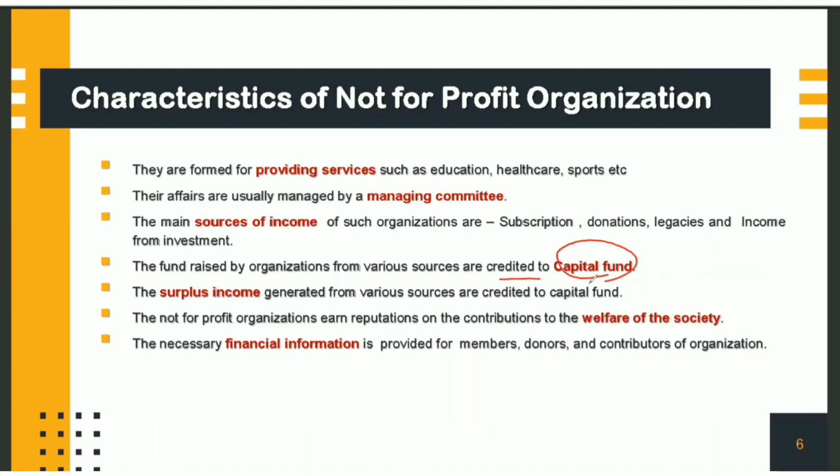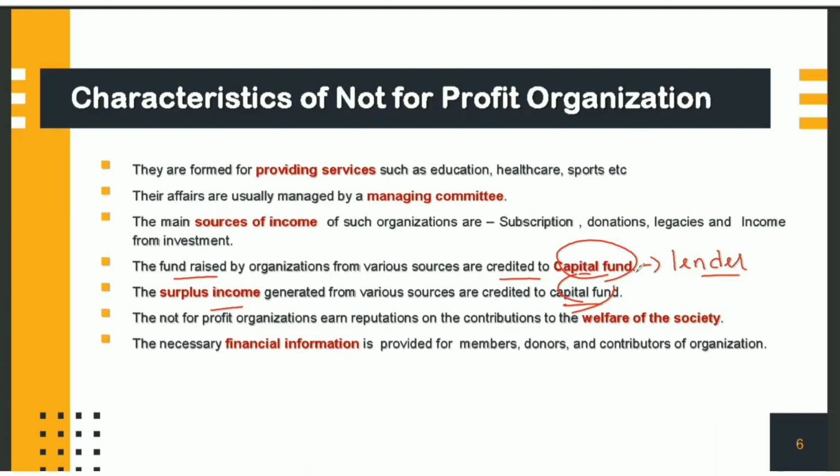Now let's understand the meaning of capital fund. Capital fund is nothing but the money which has been given by the lenders and the equity holders to the NPO in order to operate the organization. That we call a capital fund. The surplus income also has to be credited to the capital fund itself. The fund raised and the surplus income both need to be credited to the capital fund. Capital fund is nothing but, students, just the money which has been given by the lender or the equity holder to the NPO, and that fund we call a capital fund. I hope I'm clear till here.